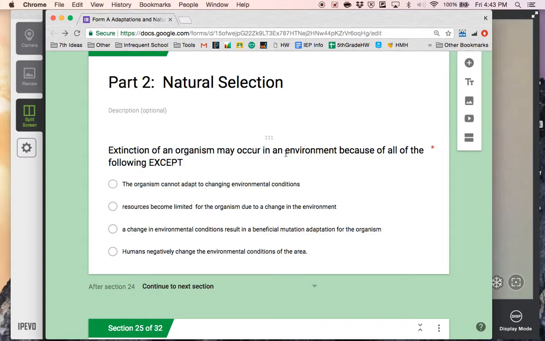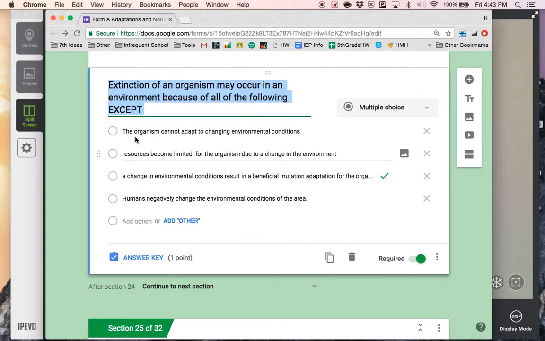Extinction of an organism may occur in an environment because of all the following except. So I got to find the one that doesn't fit. And I want to look for extinction. Extinction of an organism. So I want them to wipe out. I know you can see the answer already, but let's talk about it.